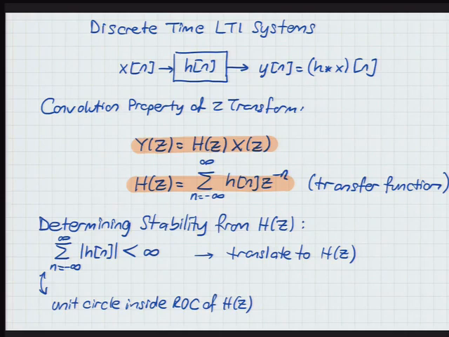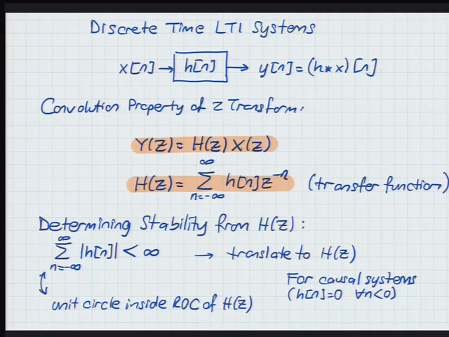But what is the ROC? We are going to restrict our attention to causal systems. What does causal mean? How do I judge causality from h of n? H of n should be 0 when n is negative, right? So last time when we talked about some of the properties of the region of convergence, we mentioned that if it's a right-sided signal, then the ROC starts with the outermost pole, the pole that's farthest from the origin, and extends to infinity. So therefore, we can carry over that property to this signal h of n.